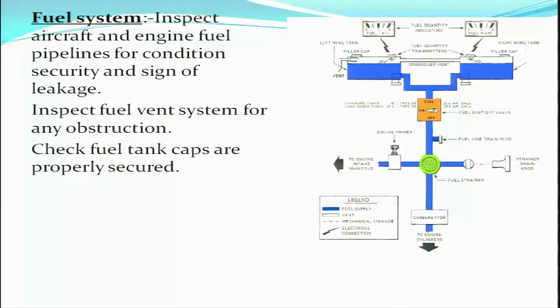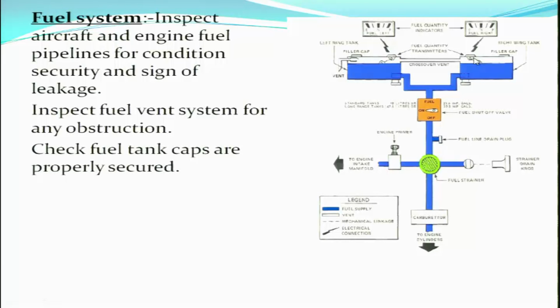In the fuel system, we inspect the aircraft and engine fuel pipelines for condition, security and signs of leakage. So all the fuel lines are checked for security and any leakage. The fuel vent system is inspected for any obstruction and the fuel tanks are inspected to see if they are properly secured. In the diagram you can see the fuel system, the fuel caps are there on the wing tanks. We need to check whether the fuel caps are properly secured.